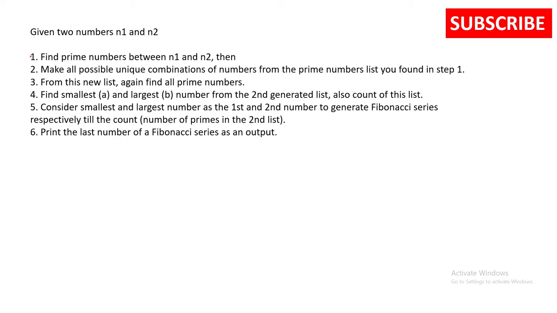So the problem statement is: find the prime numbers between n1 and n2, make all possible unique combinations. We have to get a list of prime numbers, get the smallest and largest number, consider those, and then generate a Fibonacci series and print the number. If you want to read the question, you can just pause the video.